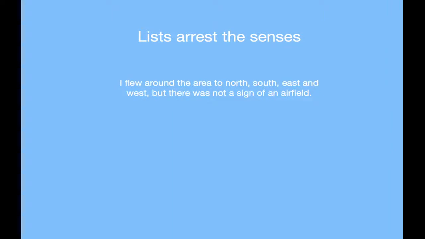Here we've got, I flew around the area to the north, south, east and west, but there was not a sign of an airfield. That list in the middle of the sentence is there to add emphasis and to stress that the character in the story, Roald, is being overwhelmed. So if you want to overwhelm the reader, then create a list.